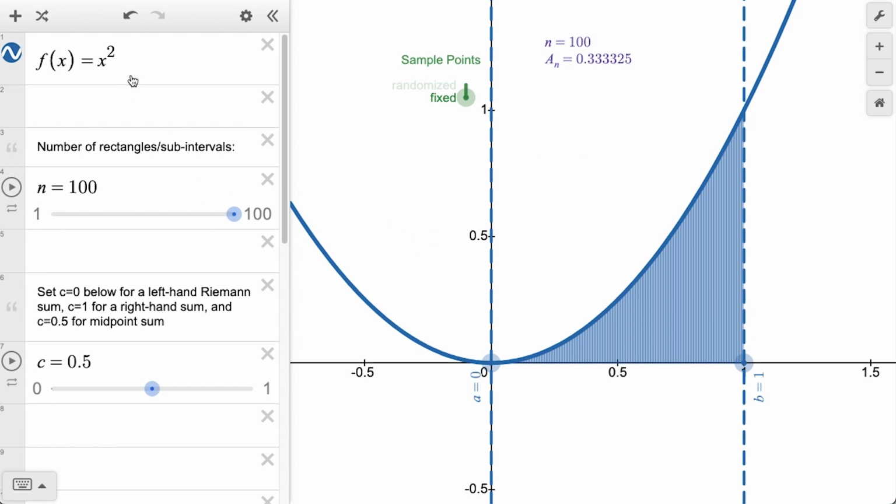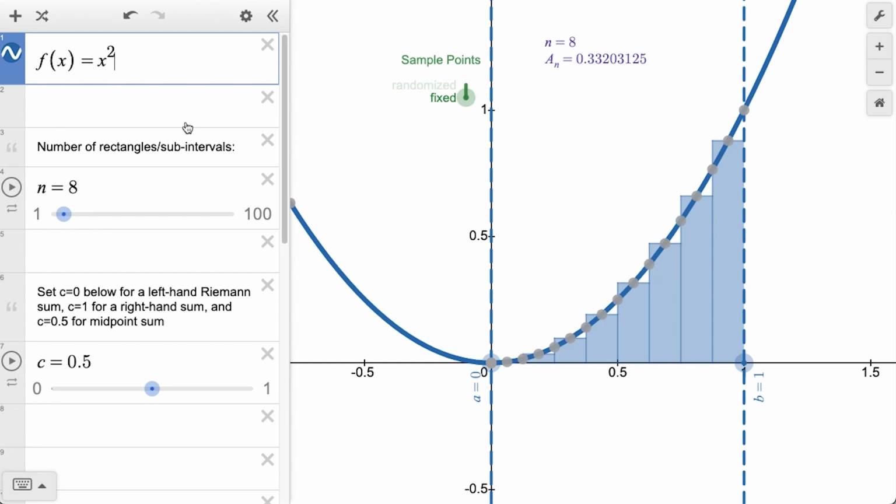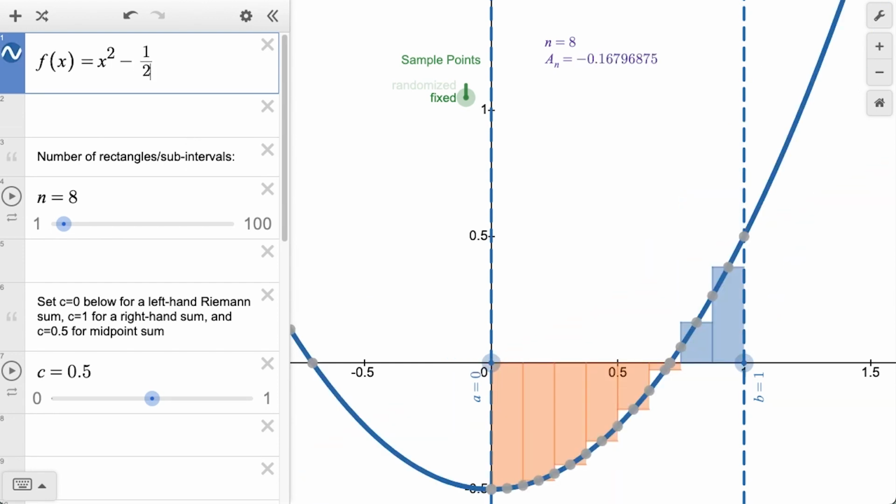So I want to show what it looks like if I bring this down to some manageable number and look at what happens if we have some negative values in the function. Okay, so we still have this sum of f of the midpoint times the width of the interval. In this case, the width of the interval is 1/8 because we have 8 subintervals between 0 and 1.